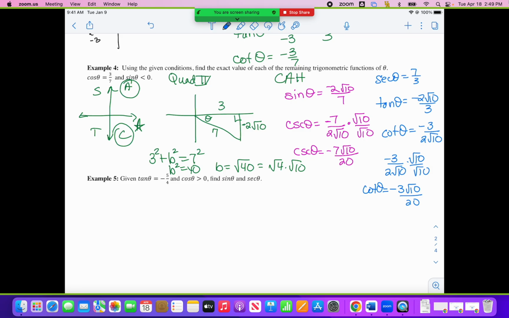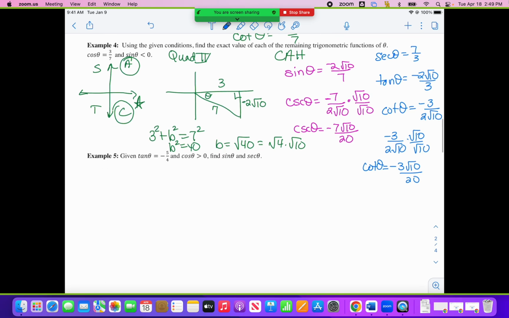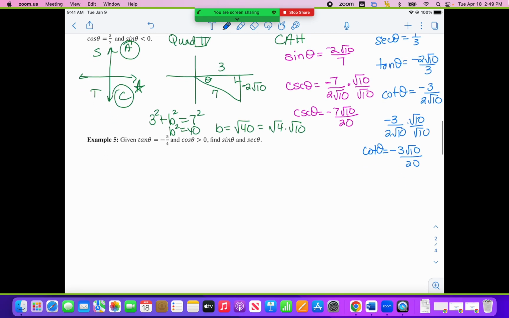Okay. So now let's do another one. In example 5, it says, I'm given tangent theta is -5 over 4. All right, so let's play the what do I know game. In what 2 quadrants would tangent be negative? Good job. That's 2 or 4. Now that's my given. That's what I know for sure. I'm in the second or the fourth quadrant. But cosine is positive. Uh-oh. What quadrant is that out of these 2? 4.